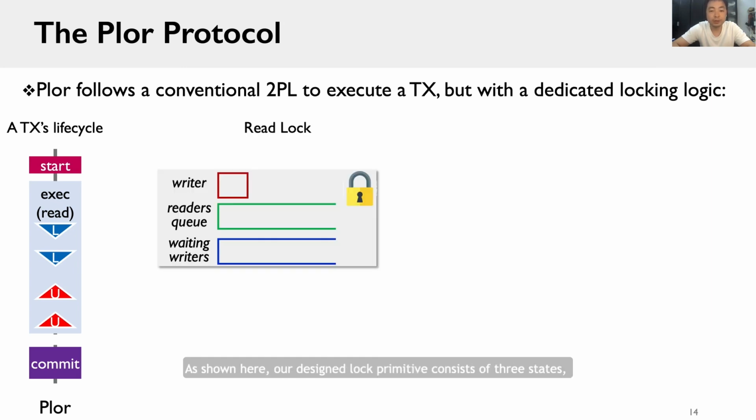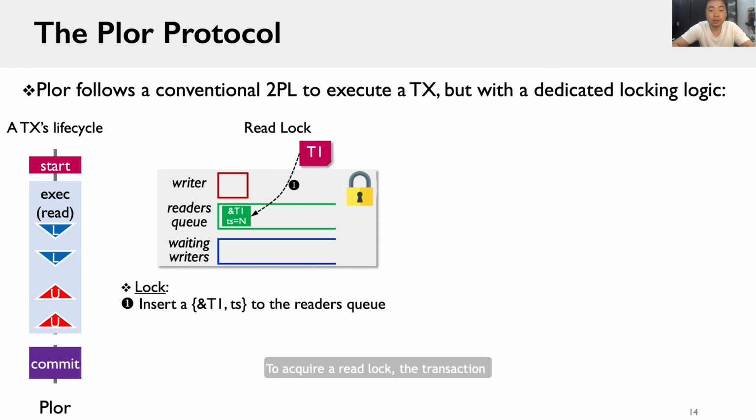As shown here, our designed lock primitive consists of 3 states, including the writer, which is the current lock owner, a reader queue, which stores all readers that are reading the item, and the waiting writer queue, which stores all writers that wait for the lock.